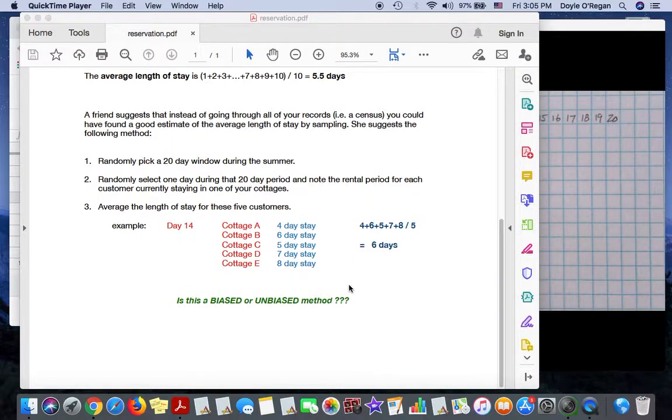It's very simple. But the question is, is this a biased or unbiased method? Right now just take a moment and ask yourself whether this method is going to be a pretty accurate and reliable method, or is it going to be one that's biased? Let's go ahead and look at this in a little more detail. I'm going to close this window.